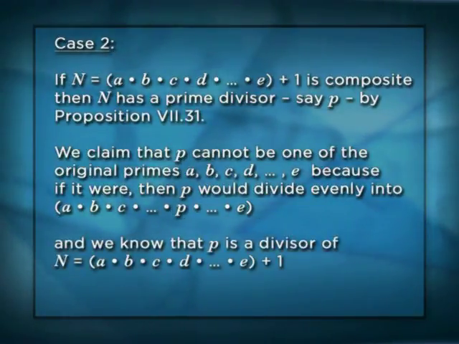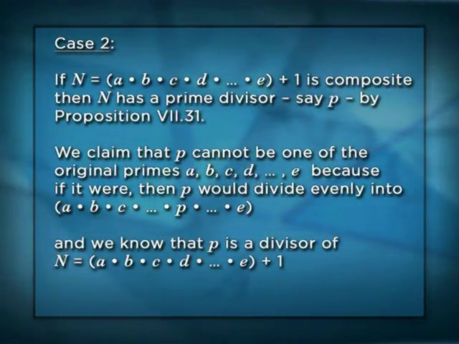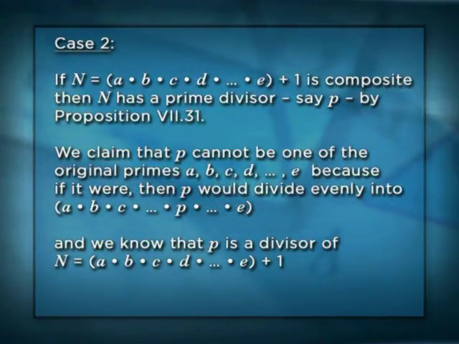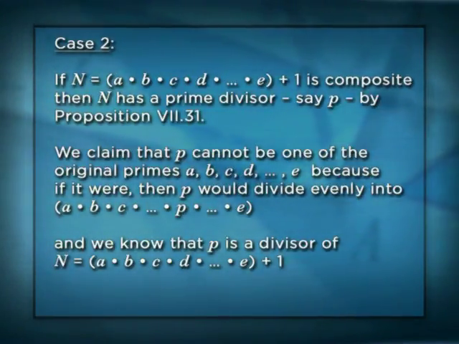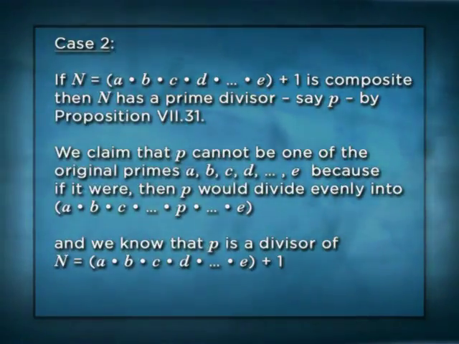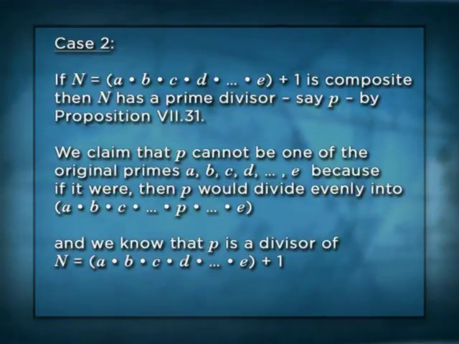But I just said P was also known to be a prime divisor of N. That's where it came from. It was a prime divisor of N. So P would divide evenly into N, which is the product of all the original primes, A times B times C up to E, plus 1. Okay, dramatic conclusion is coming.